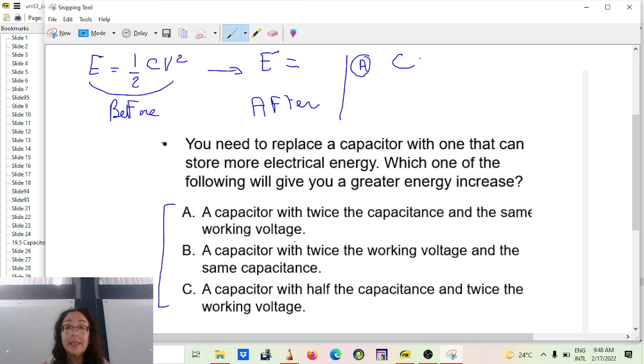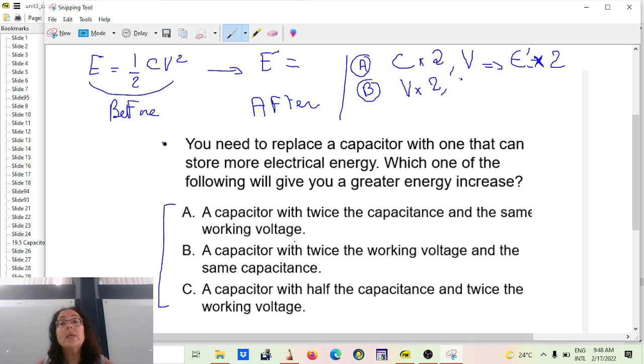So first situation, twice the capacitance. C is multiplied by 2, but you keep the same voltage. If you multiply C by 2, what's going to happen to the energy? It's going to be multiplied by 2. Very good. Second situation, now we multiply the voltage by 2, but we keep the same capacitance. Because I have a square, if I multiply the voltage by 2, the energy is going to be multiplied by 4. Very good. And that's reasoning, the way you are thinking now, it's like for engineers, right? It's not just physics, if you don't like physics that much.